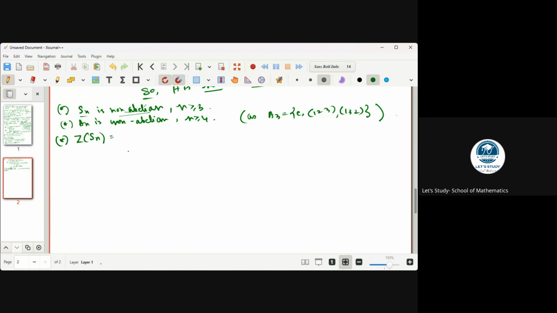Don't worry. So the center of Sn is only the identity for all n, and the center of An is also the identity for n greater than or equal to 4. Okay.